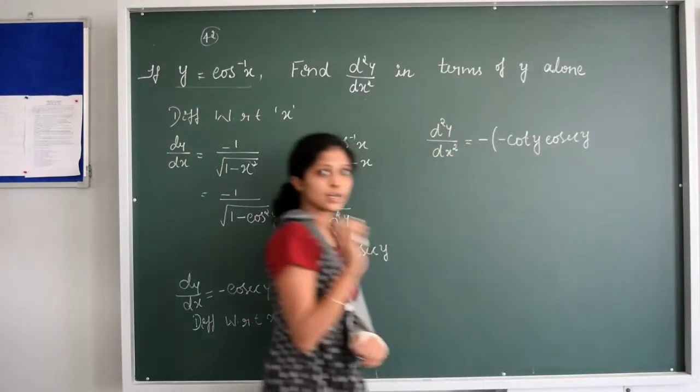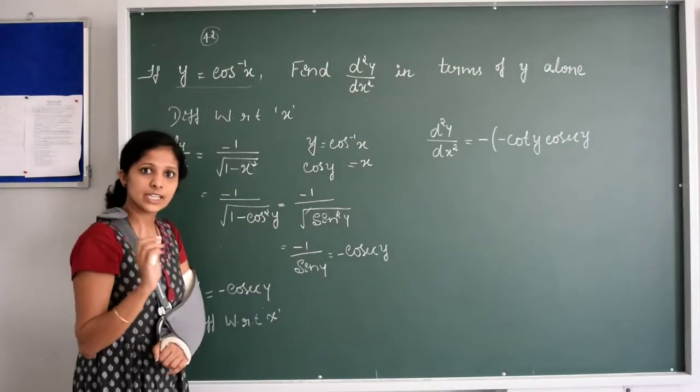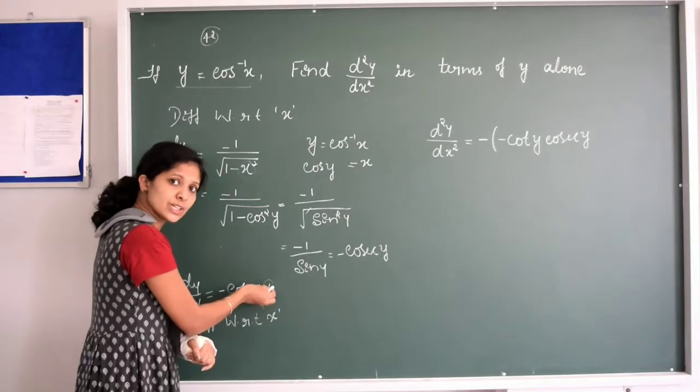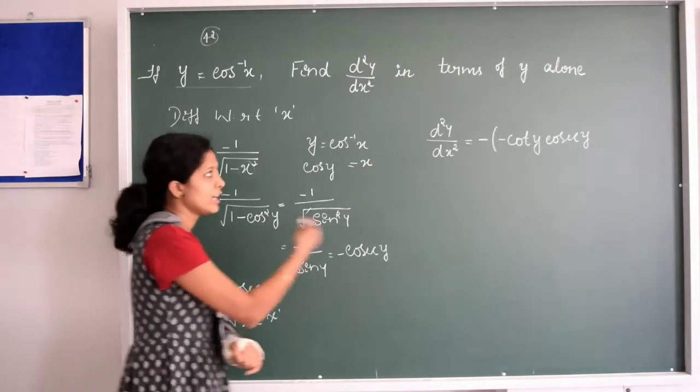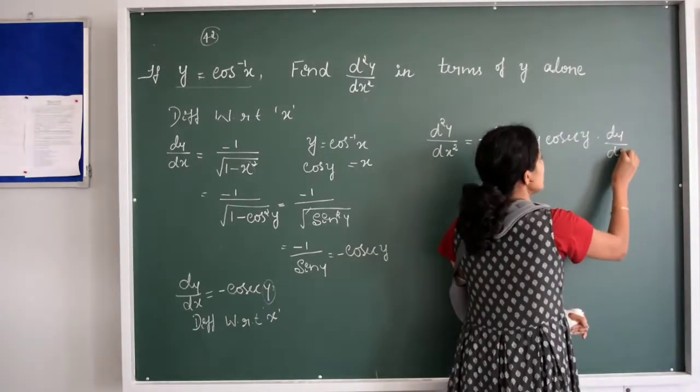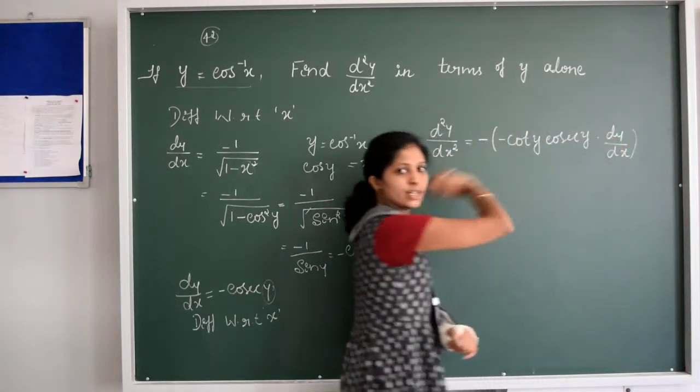Right? But remember, we are differentiating the function with respect to x. So here the variable is y. So we need to differentiate y also. What is the derivative of y? It will be with respect to x. It is dy by dx. Is it clear? Finally, don't forget to write this one, dy by dx.